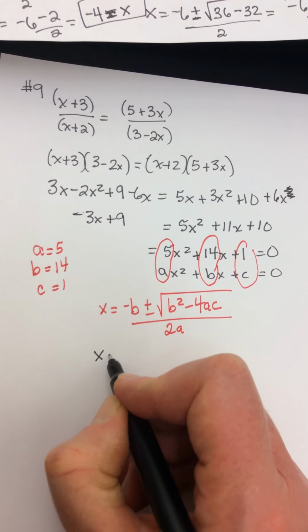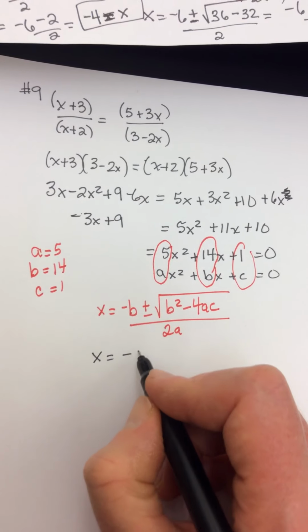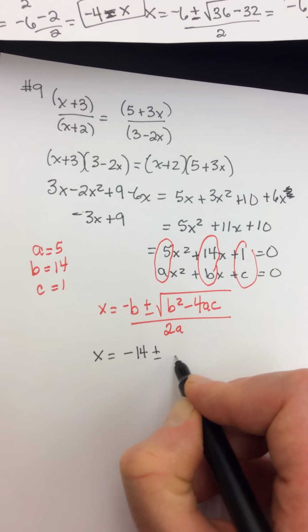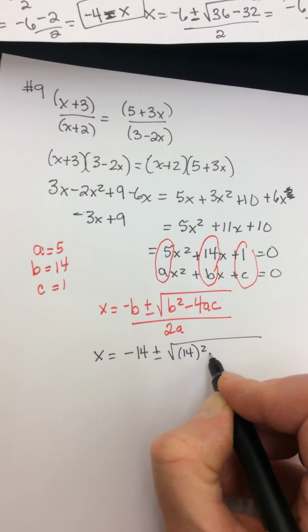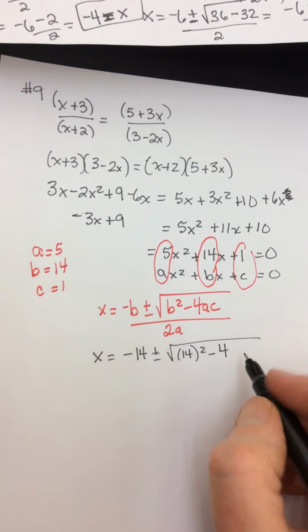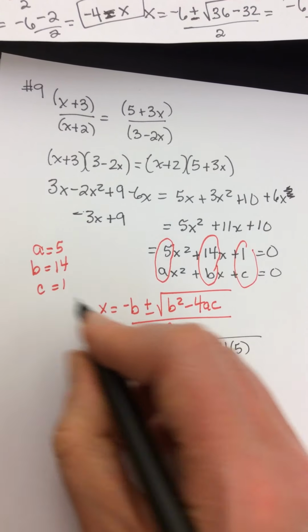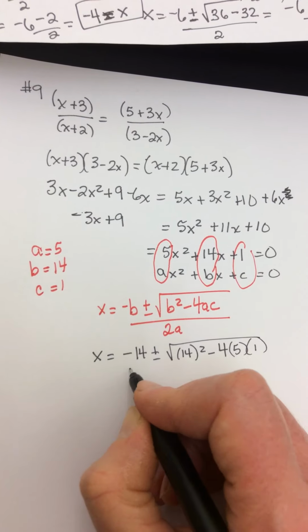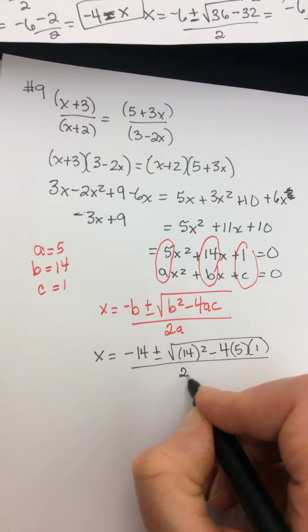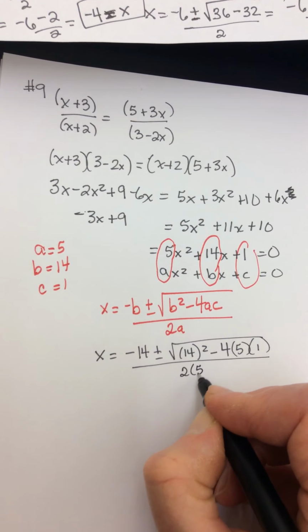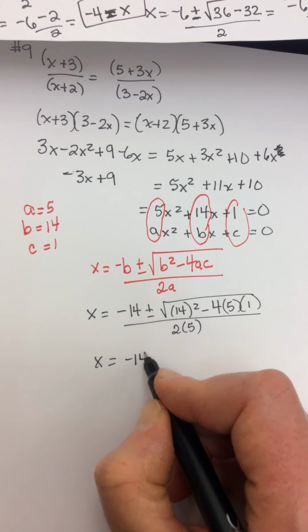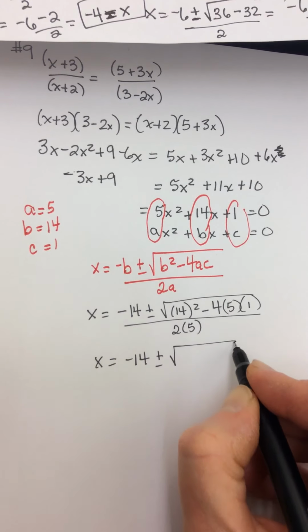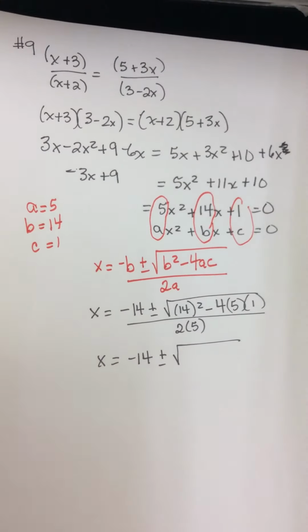So where the negative b is, we fill in the negative 14. Plus or minus square root b squared. So that's going to be 14 squared. Minus 4a, which is 5, times c, which is 1. All over 2 times a, which is 5. So x is equal to negative 14 plus or minus square root 14 squared.